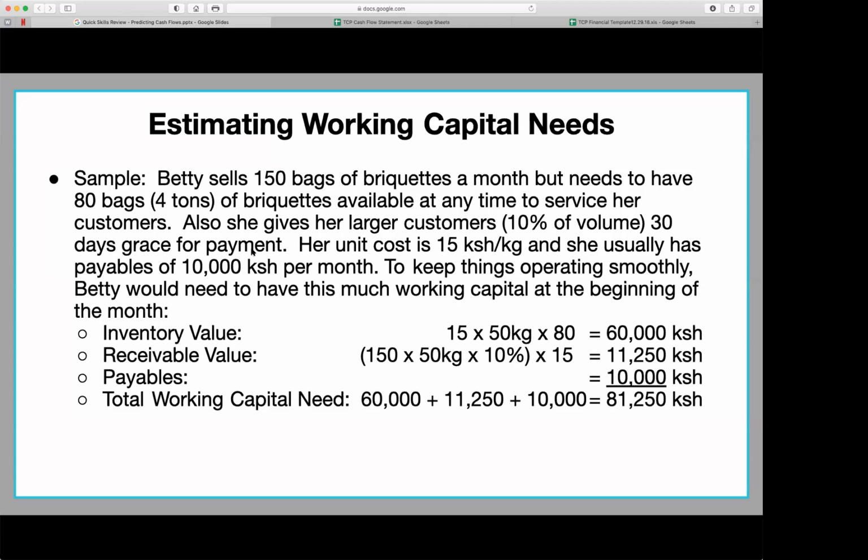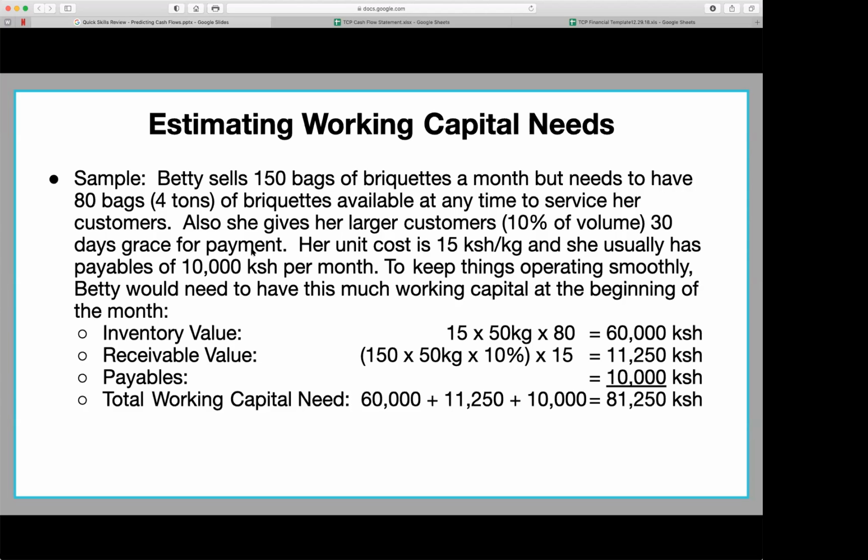Betty has a briquette business. She sells 150 bags of briquettes a month, but feels like she needs to have 80 bags available at any time to service her clients. She gives her larger customers, which is 10% of her volume, a 30-day grace period. Her unit cost is 15 shillings per kg. She usually has payables of about 10,000 shillings per month. So we're going to go through a little exercise. How much would she need to have at the beginning of the month so that she can get through the month, basically?